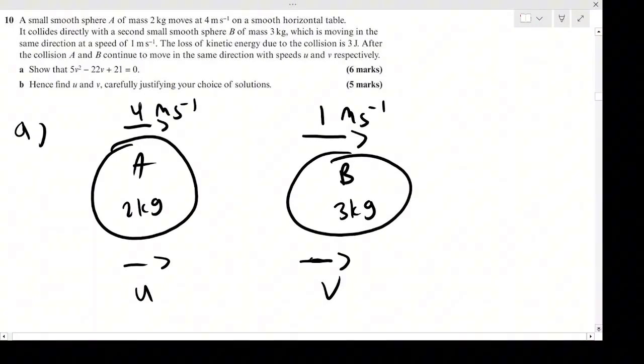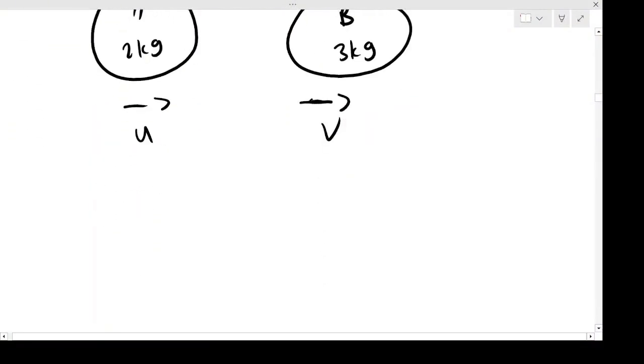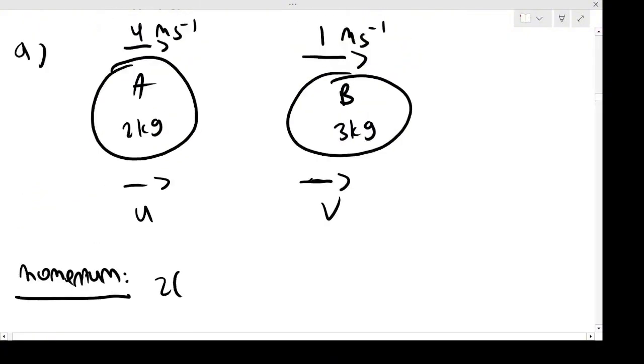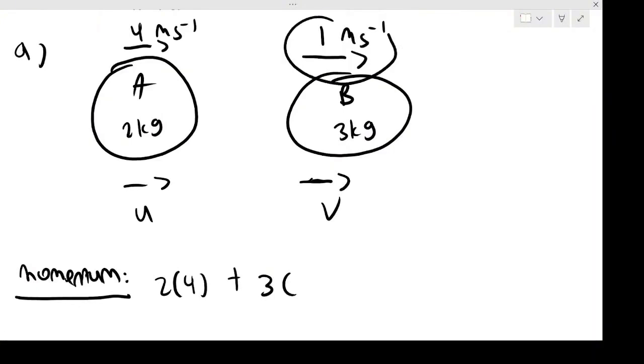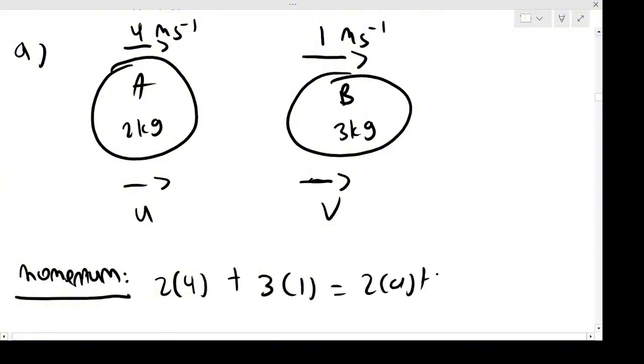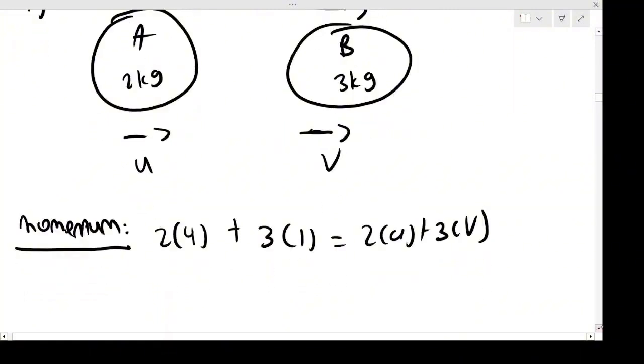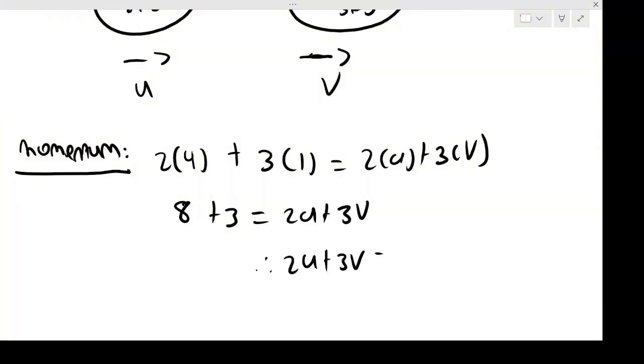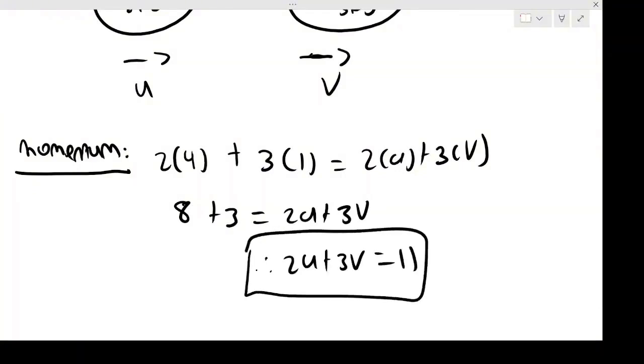So if I now apply my usual techniques, I've got momentum firstly. That's going to be for A, 2 for the mass times 4 for the speed, and then 3 for B, times 1 here. That's going to equal 2 lots of U and then 3 lots of V. So that's going to simplify to 8 plus 3 is 2U plus 3V. Therefore, 2U plus 3V will go to 11. And that's my first equation there.